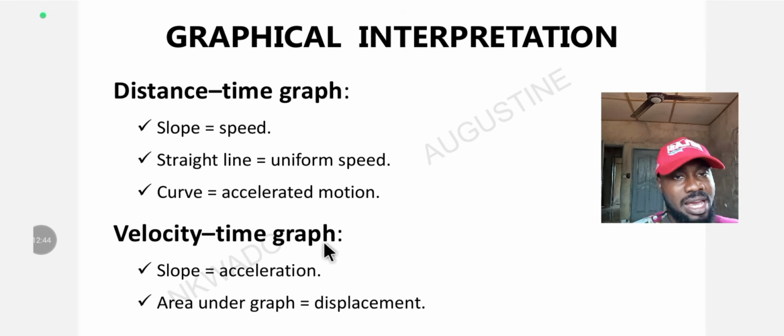Velocity time graph. Interpreting velocity time graph, the slope is equal to acceleration. Unlike the distance time graph where the slope is equal to the speed, in velocity time graph, slope is equal to acceleration. So the slope of the graph is same as acceleration. So if you are told to find the acceleration of the moving object, what do you have to do? Just look for the slope and you get the acceleration.